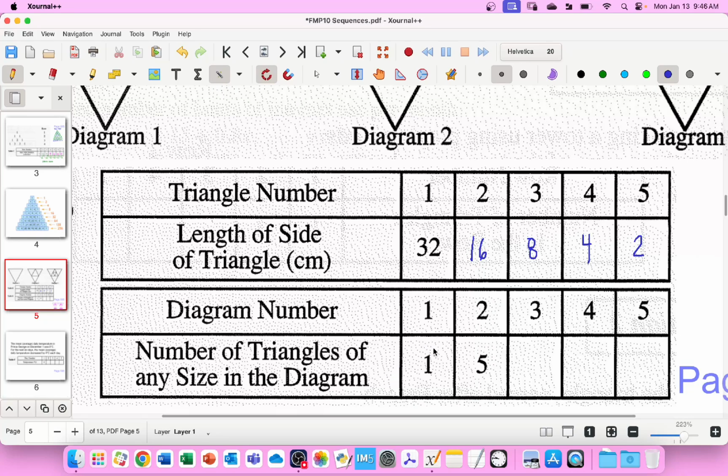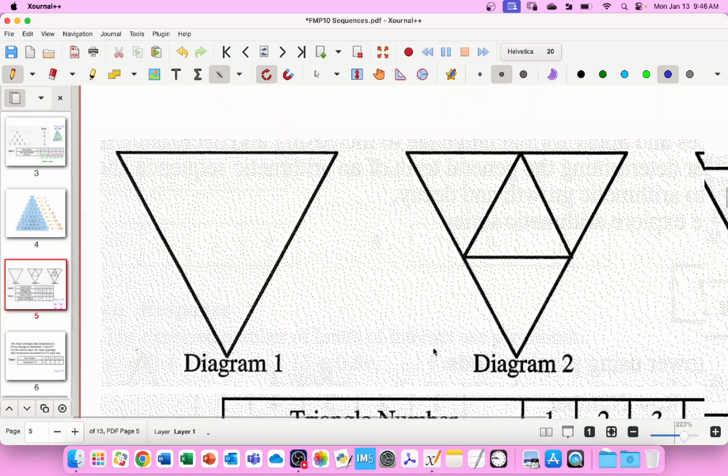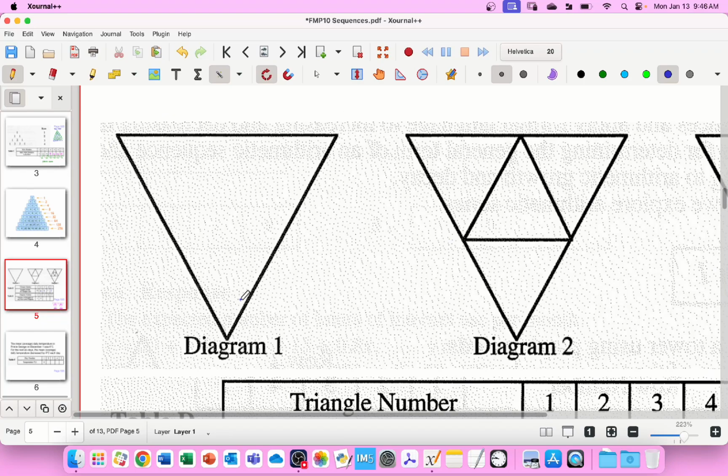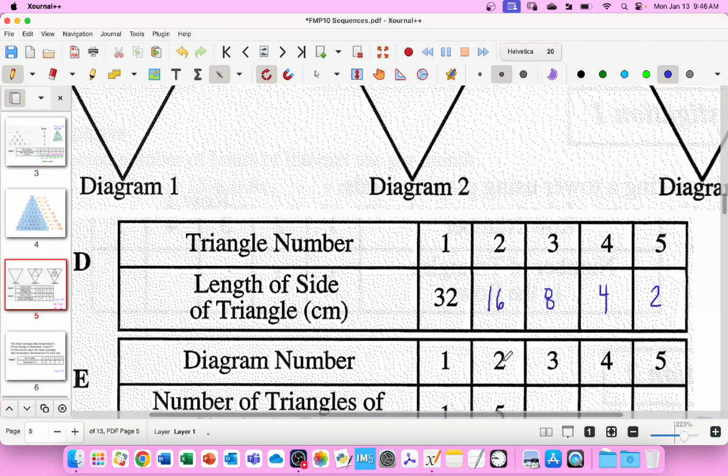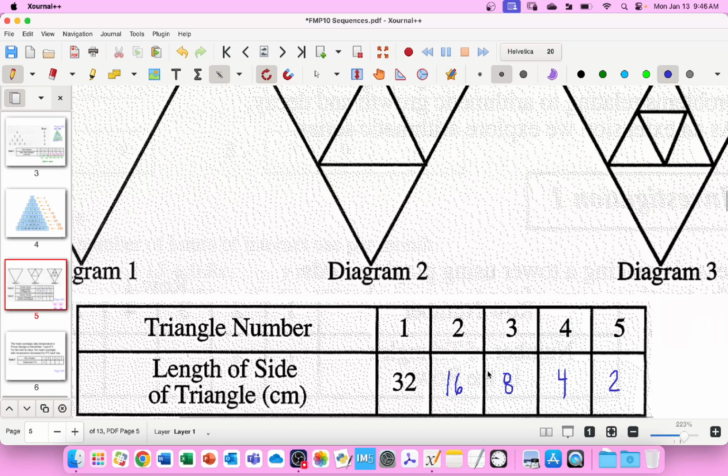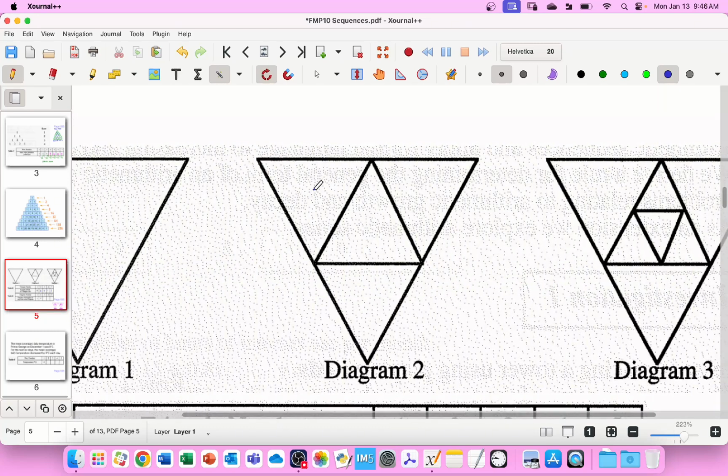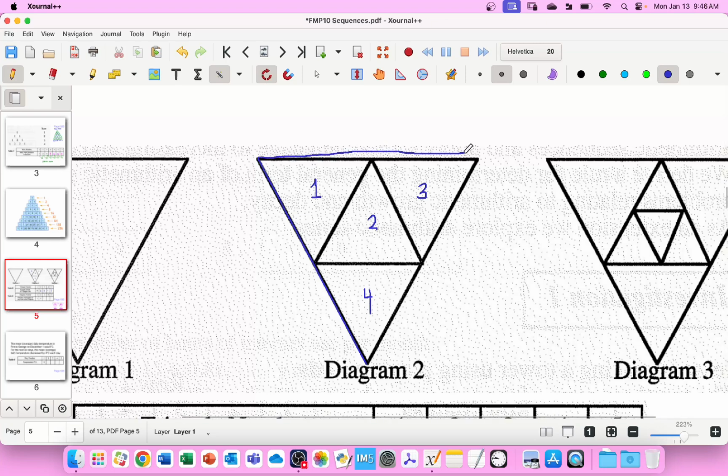Number of triangles of any size. So this is getting a little weird, right? Because number of triangles of any size, sure. Diagram 1, there's only 1. But let's figure out, wait, how are there 5 triangles here? Well, there's 1, 2, 3, 4, but then there's also the 5th triangle. So that's how we end up with 5.